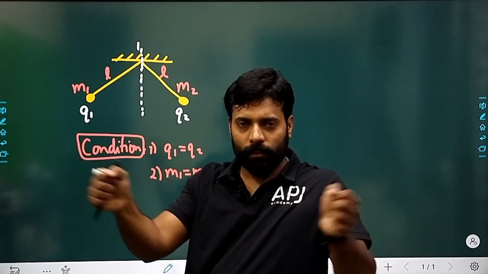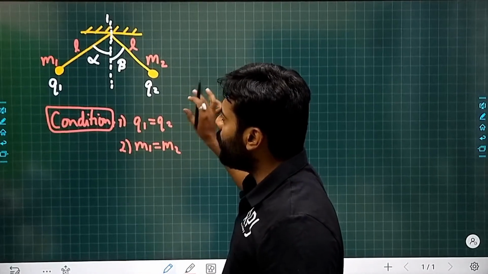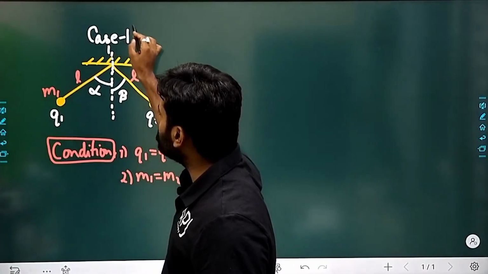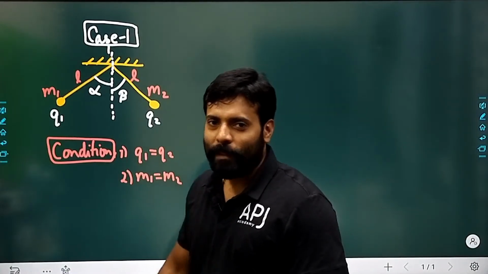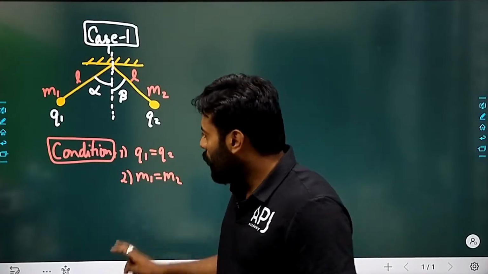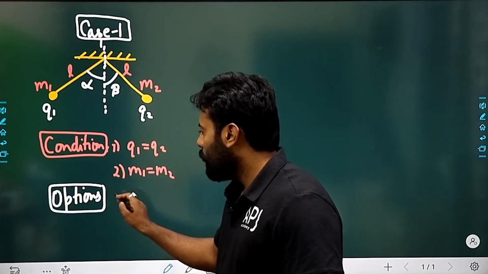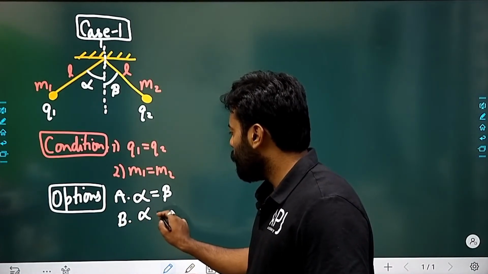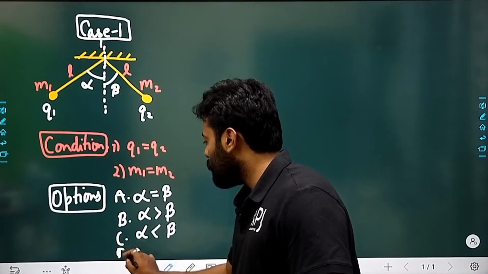If these things are separating, there will be an angle here. I'm saying it is alpha, and there will be an angle beta, right? This is my case 1. If you answer all my questions correctly, then you are IITian material. Imagine the angle here is alpha and the angle here is beta. Then what will happen? Tell me. Options for you: will alpha be equal to beta? Will alpha be greater than beta? Will alpha be less than beta? Or can't say?